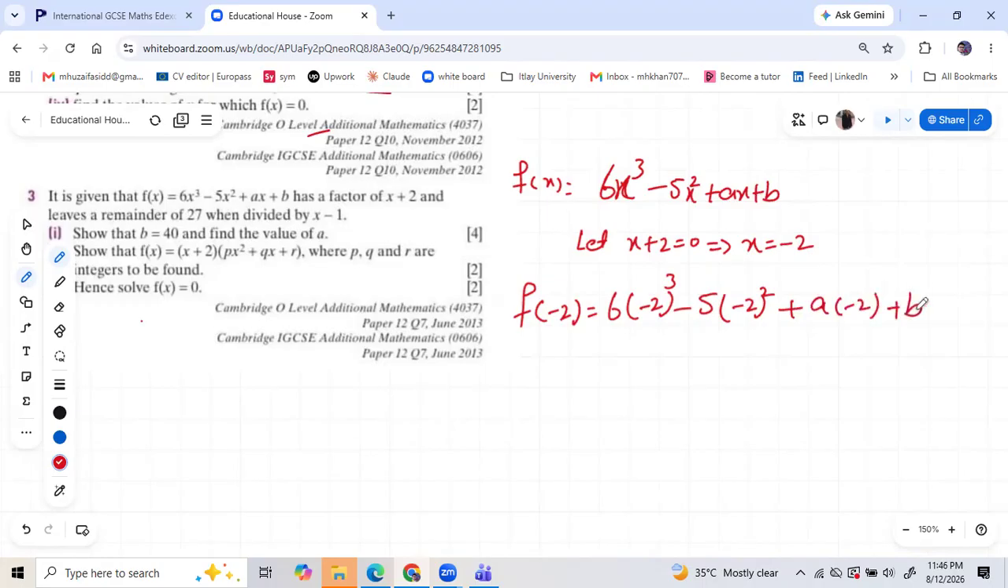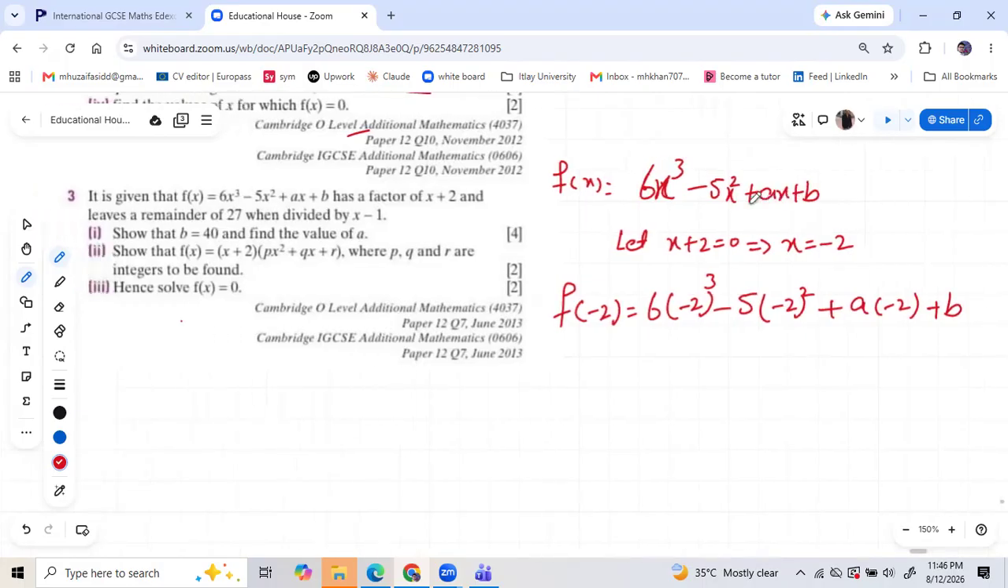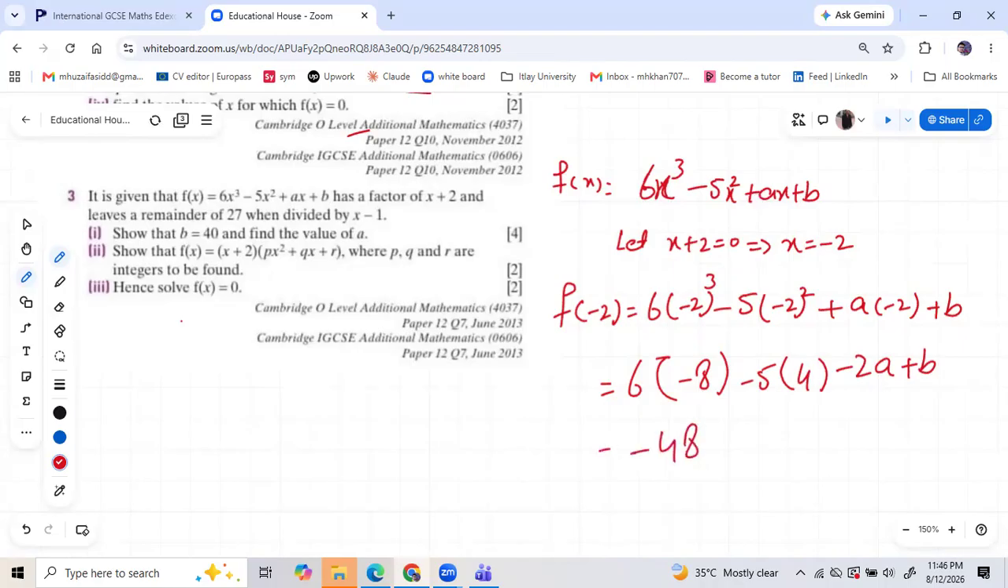In our previous example problem, we had derivatives, but in this problem we do not have to find the derivative because the examiner is not demanding it. So this is 6 into minus 8, and this is minus 5 into 4, and this is minus 2a plus b. 6 multiplied by 8 is minus 48, and this is minus 20.